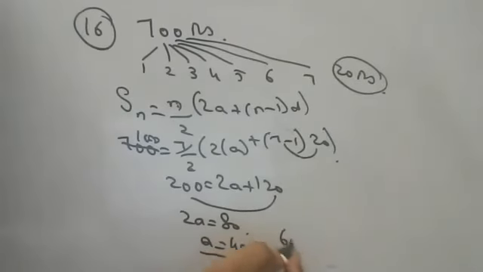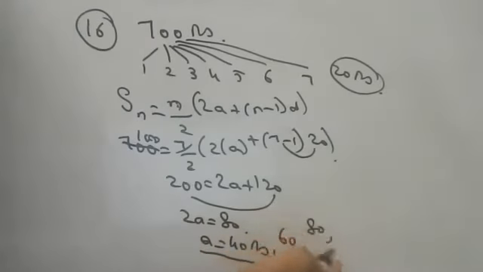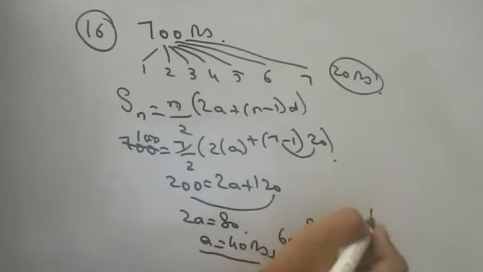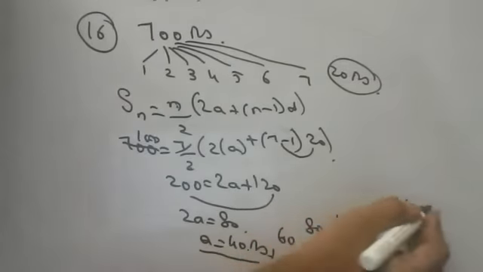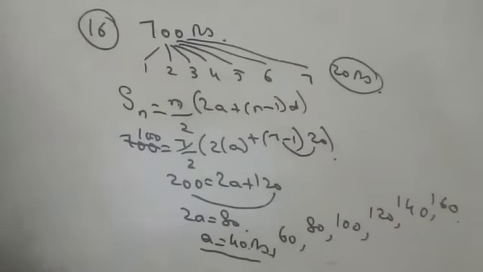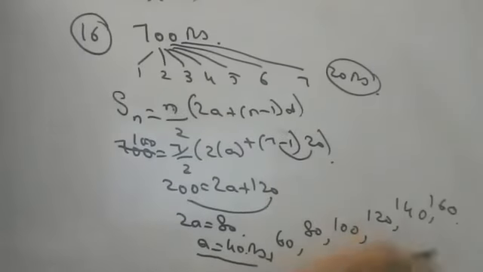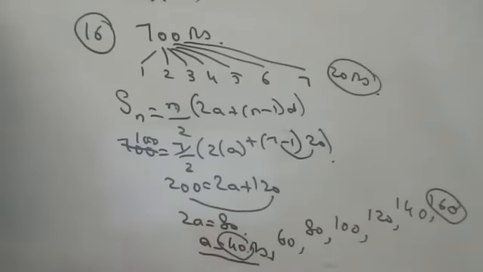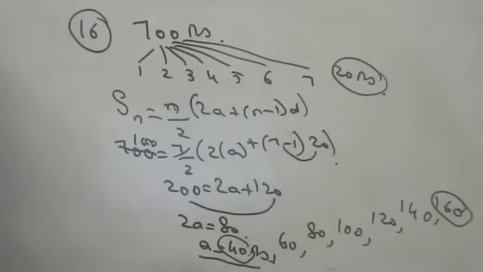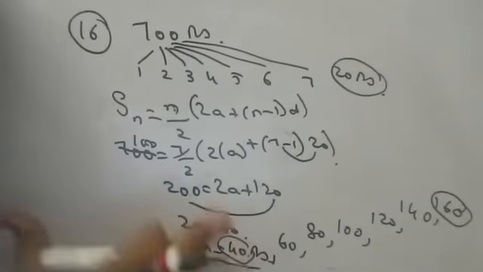Next prize will be 60. Next will be 80. Next will be 100. Next will be 120. Next will be 140. Next will be 160. So the first prize is 160, children, and the last prize is 40 rupees. No, sir, I want to get the first prize only.